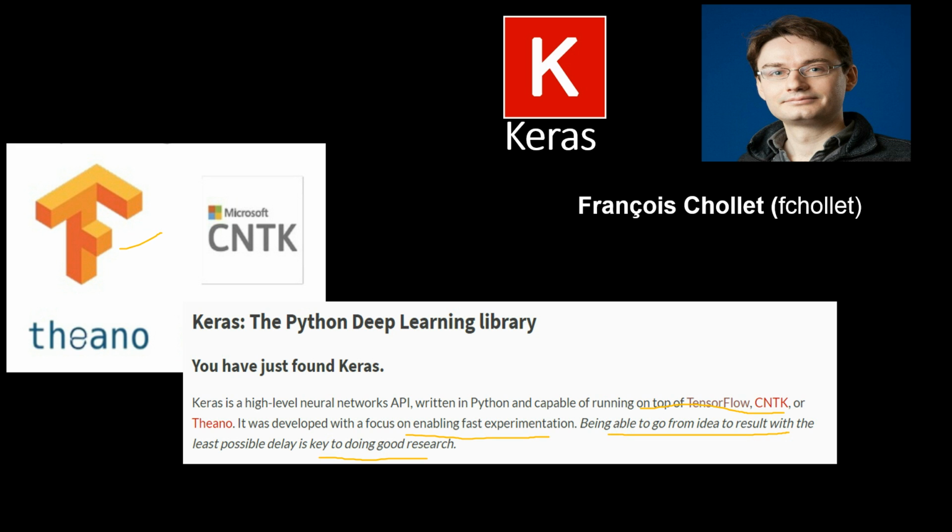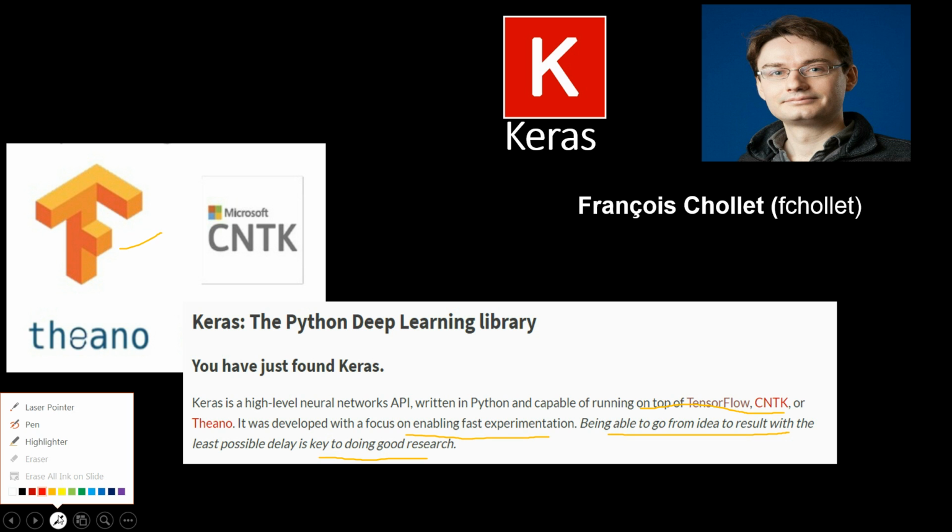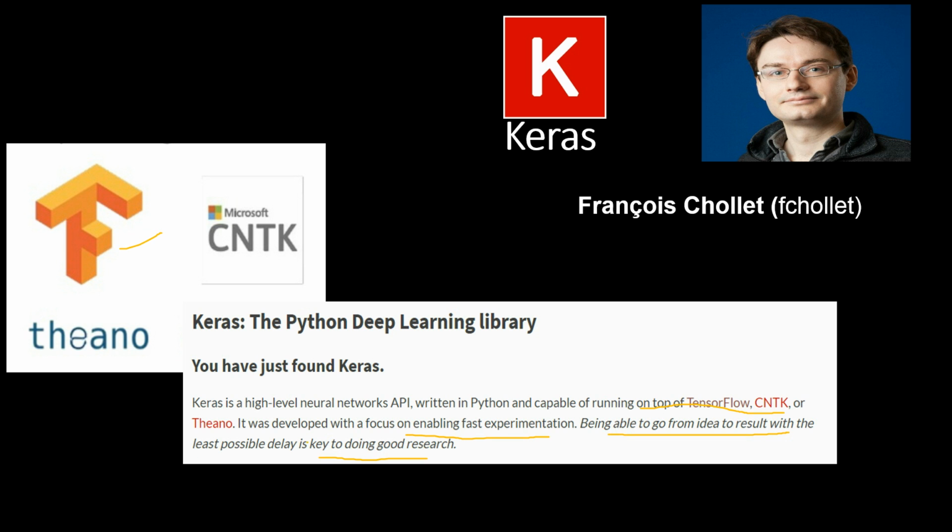So, Keras is a high-level neural network API, written in Python, and it's capable of running on three backends: CNTK, TensorFlow, and Theano. It was developed with a focus on enabling fast experimentation. Being able to go from idea to result with the least possible delay is key to doing good research. And very true it is. This library helps you go directly from ideas to research. It's very easy to experiment with different networks and models with this library.